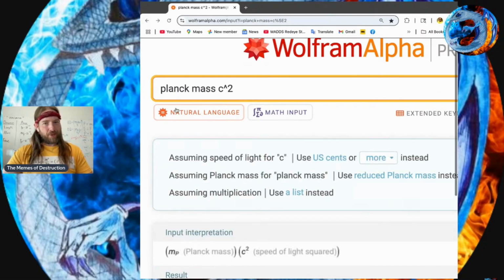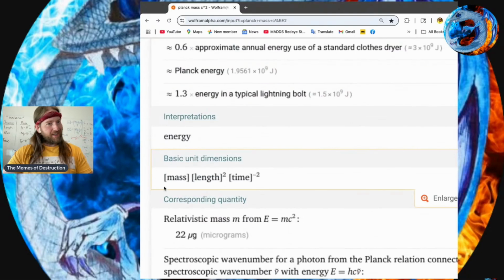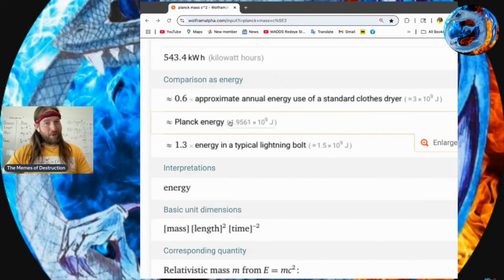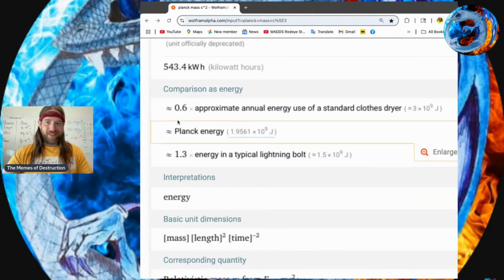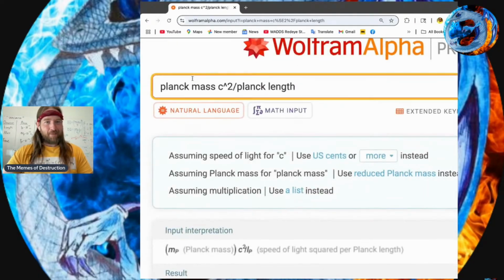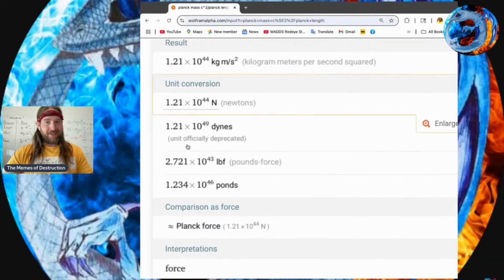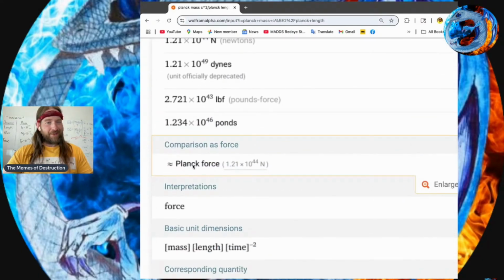So let's go back real quick. Energy has dimensions of a mass times a length squared divided by a time squared, because length divided by time is a speed. The maximal speed is c, the speed of light. c squared times a maximal unit mass will give us the maximum unit energy. Then we would divide that by the Planck length, and you're going to get something in newtons, and that gives us the Planck force.